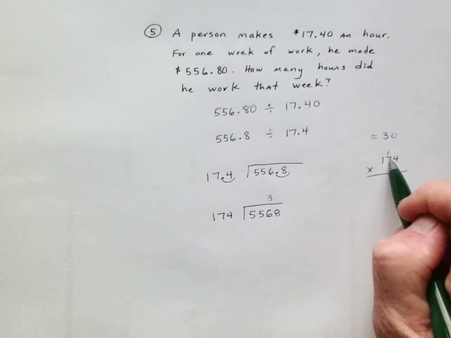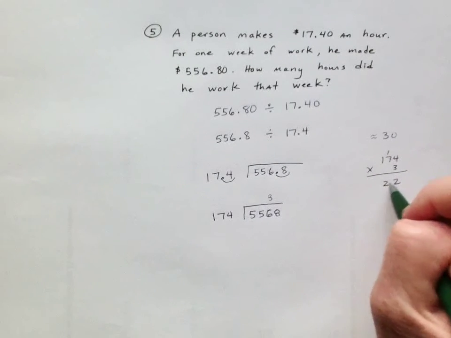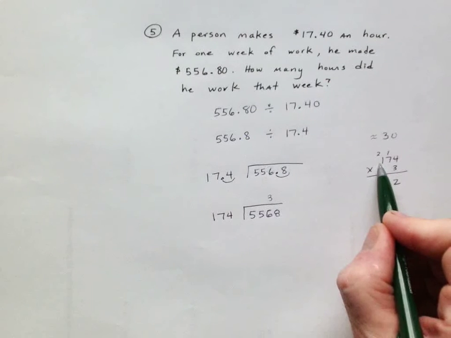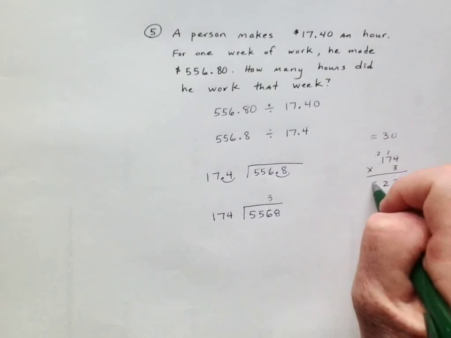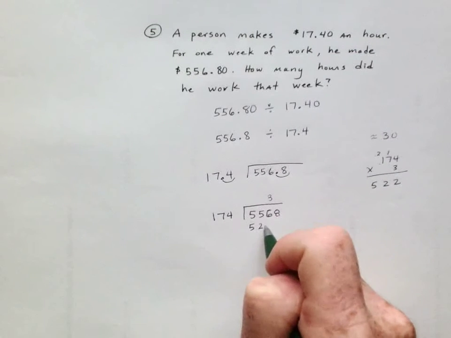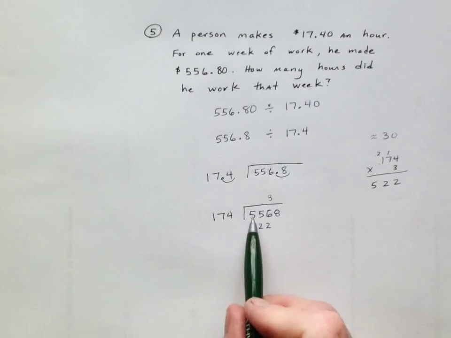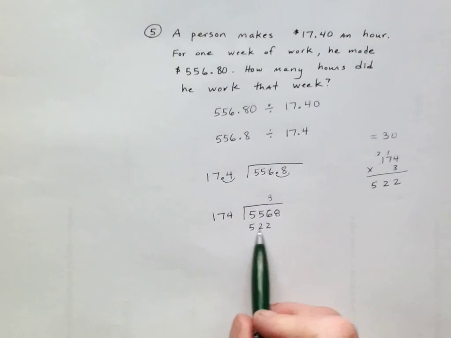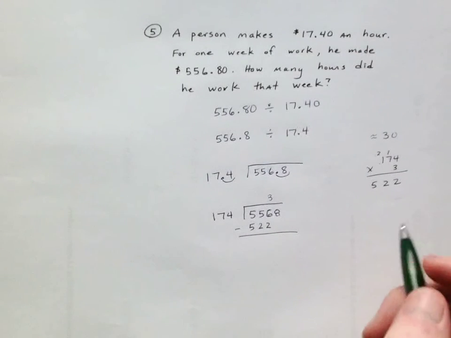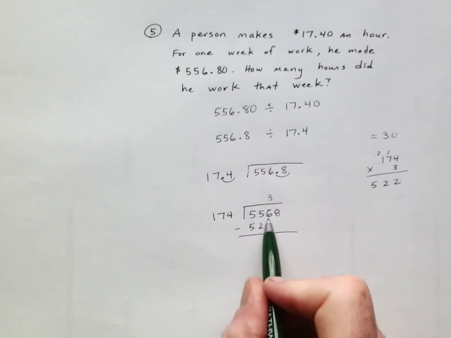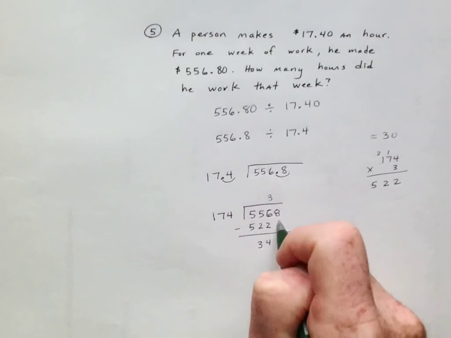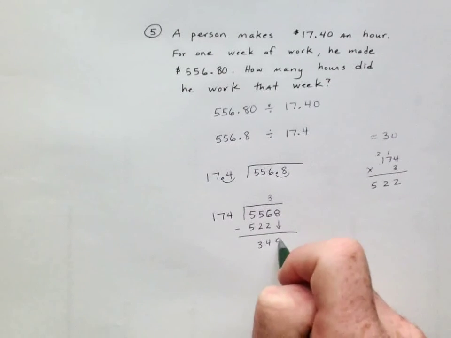Next would be a 21 with 1 is 22. And then this would be 3, 4, 5. So it would be 522. And that's actually close to the 556 that's right here, but it didn't go over, so I think that is correct. Then subtract. So this is going to be 0, this is going to be 3, this is going to be 4, and then carry down the 8.